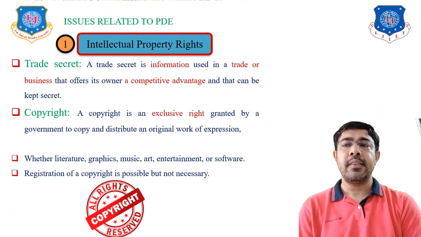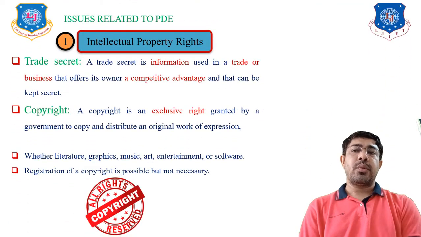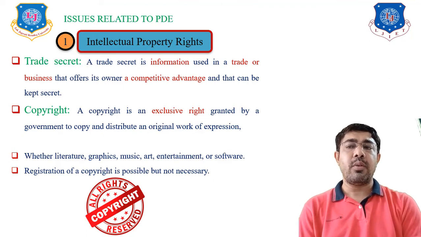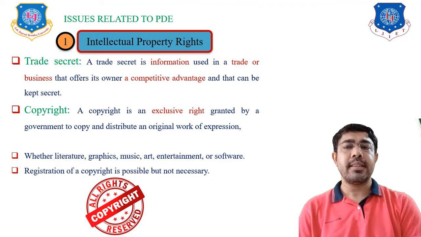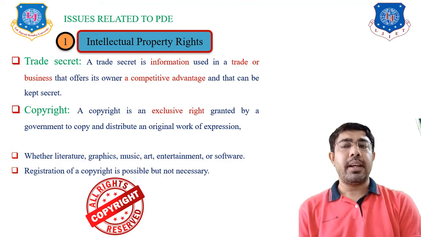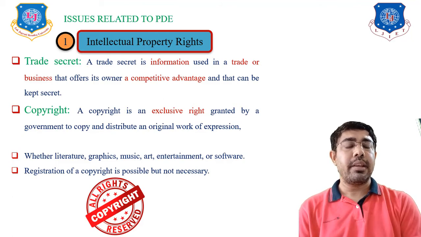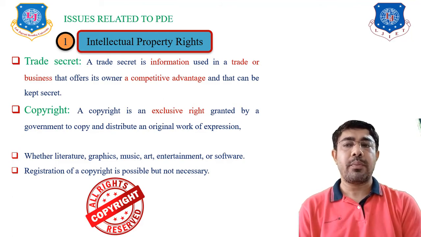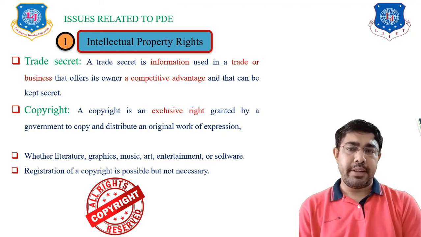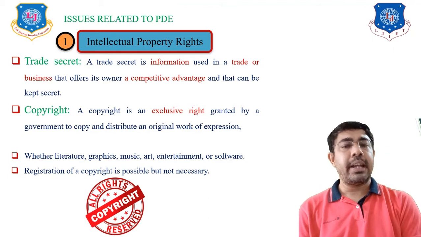The next thing is the trade secret. A trade secret is information used in a trade or business. Whatever information you use in your trade or business must be kept secret to get the competitive advantage. So a trade secret is nothing but information used in a trade or business that offers its owner a competitive advantage, and that can be kept secret.